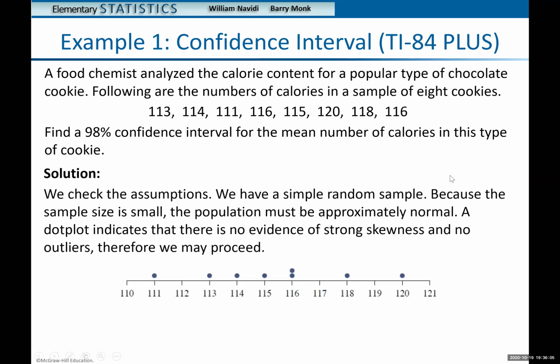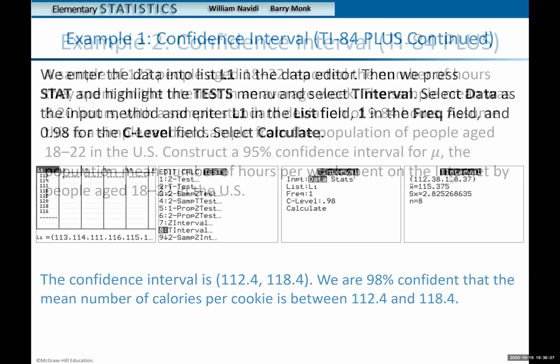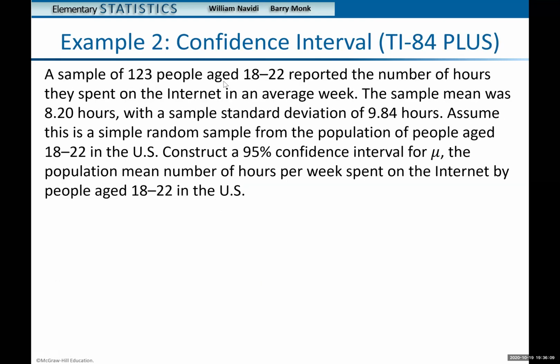Next one. Who wants to read the problem? I need a volunteer to read the problem. I can do it. Yes.